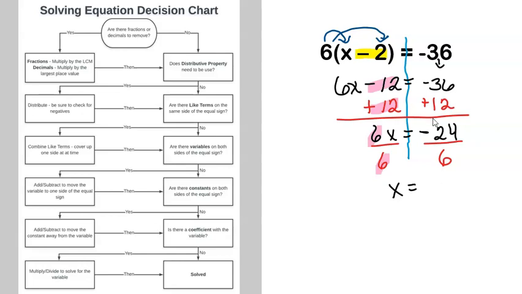And on the right-hand side, I have negative 24 divided by 6. Well, in multiplying and dividing, when the signs are different, the answer is negative. So that's going to be a negative. 24 divided by 6 is 4. So my answer is x equals -4.